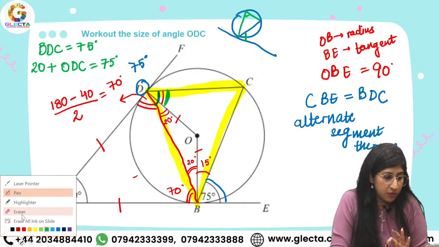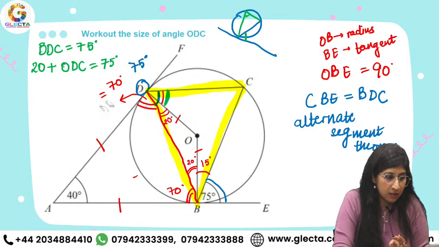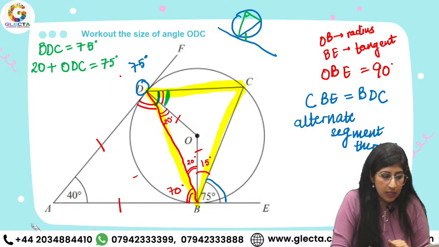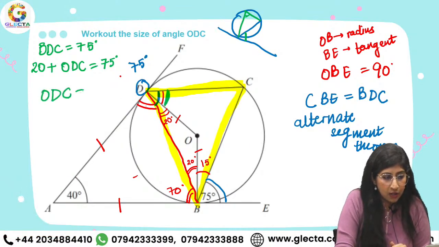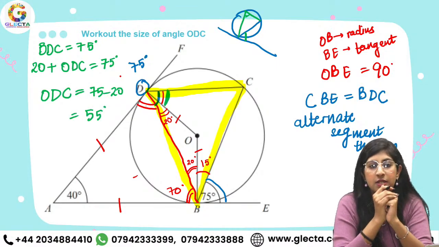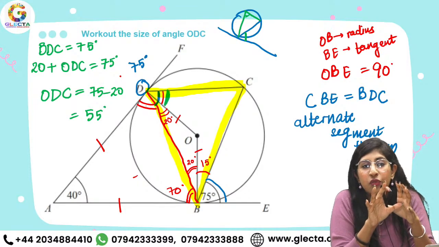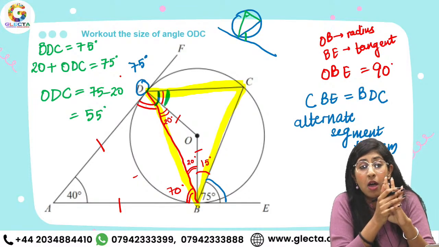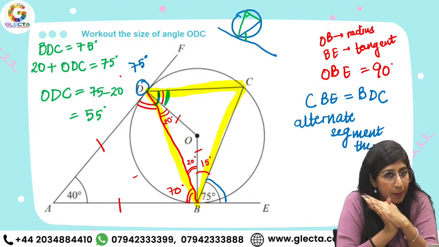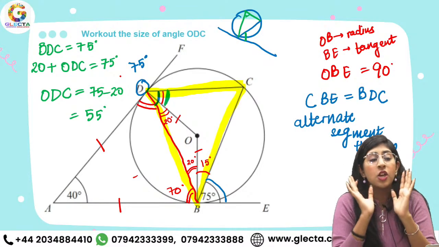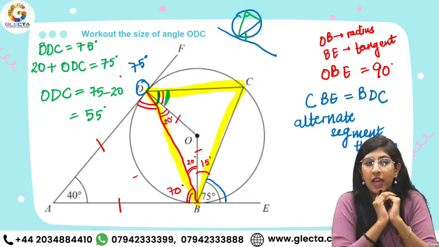Let me just remove the annotations of the previous calculations. So now you can subtract 20 on both sides and you would get angle ODC as 75 take away 20, which comes out to be 55 degrees. Like I told you, these kinds of questions come for 4 marks or 5 marks. Past year paper question, an important one. So I hope this is clear to every one of you.